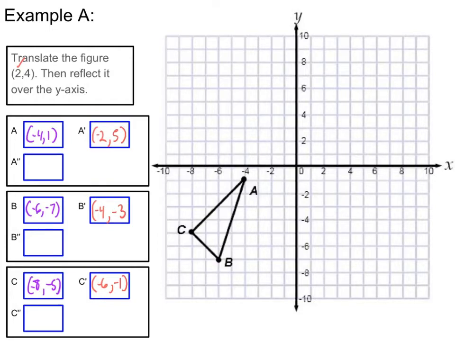So now I'm going to plot those points and label them on my graph A prime, B prime, C prime. So I've got my -2, +5, -4, -3, and -6, -1. So now that I've got those points plotted, I'm going to label them A prime, B prime, C prime. And I'm going to graph them, or at least connect them together, to make a decent looking triangle.